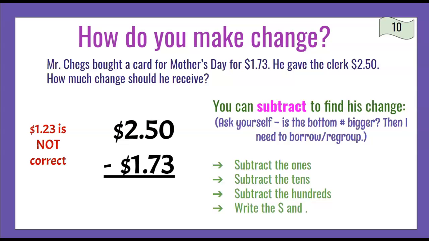Well, $1.23 is not correct. Kinda makes sense, but it's not correct. So go ahead and subtract to find the actual answer. Remember, if the bottom number is bigger, like that 3 is bigger than the 0, then you need to borrow or regroup.